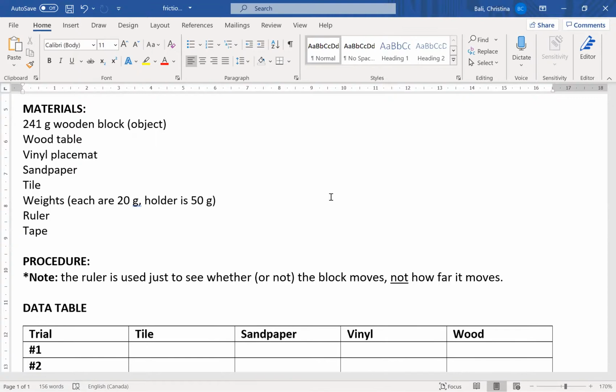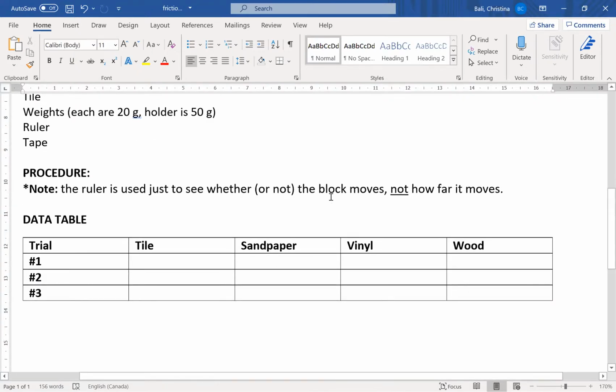Remember that I mentioned the ruler is used just to see whether or not the block moves, not how far it moves. If you're interested in looking at the distance component as well and how that relates, you could also study that if you like. Maybe that's also a variable. And then I had my data table where I compared the tile, sandpaper, vinyl, and wood, and I did 3 trials of each experiment, and I filled that out. So I'll post up the demo for you, but if you're following along with the lab, hopefully you filled out your table while we were experimenting together.